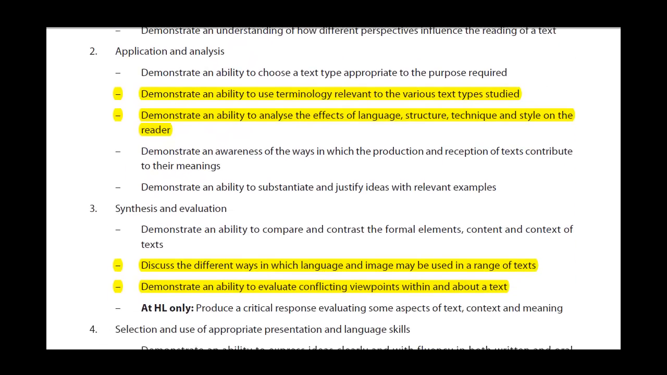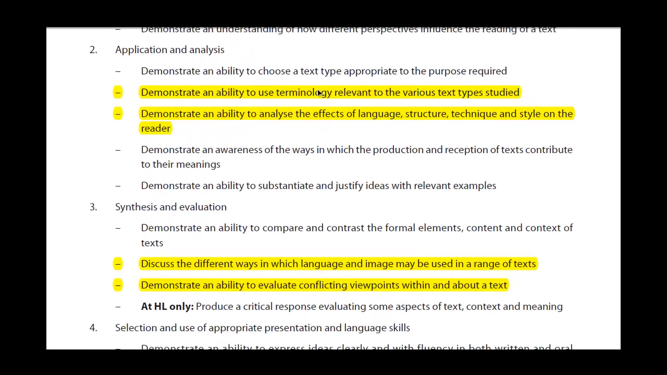Obviously, with application and analysis, we're going to demonstrate an ability to use terminology relevant to the various text type studies. So we'll be looking at terminology for poetry. Luckily, some of that terminology actually works for things like fiction and nonfiction as well.